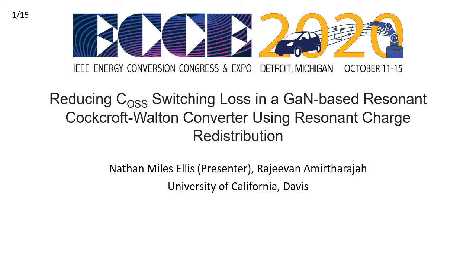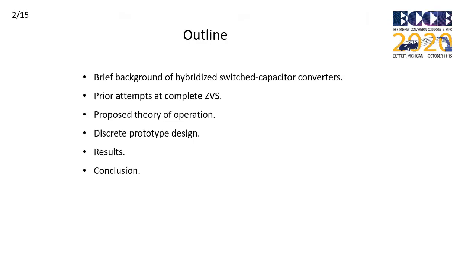Hello everyone, and welcome to this talk titled Reducing COSS Switching Loss in a GaN-based Resonant Cockcroft-Walton Converter Using Resonant Charge Redistribution. I'm going to start with a brief background on hybridized switch capacitor converters, taking a quick look at some previous attempts at complete zero voltage switching throughout some of these more complicated distributed switch networks. I'll then talk about an alternative technique, explain how it works, and show you some measured results.